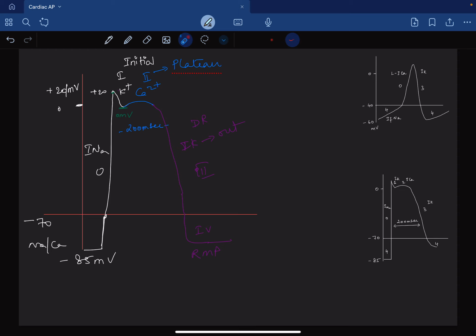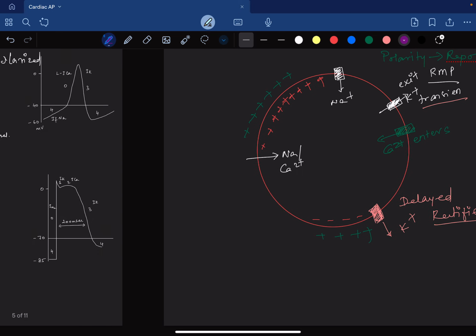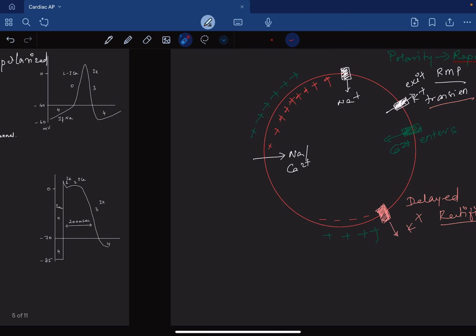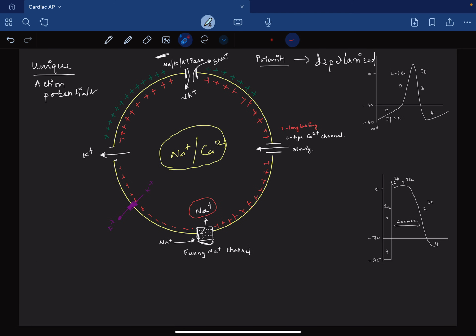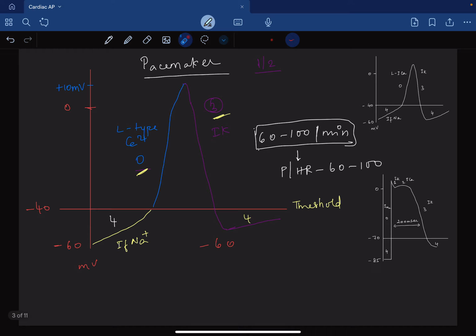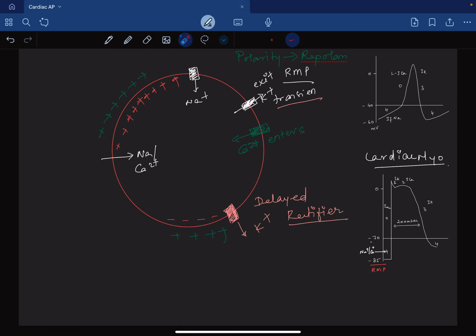I hope that you've understood what has happened right now. So we have activated the SA node through the funny current, and that has led to an electric potential difference here. It has caused sodium and calcium to accumulate inside the pacemaker, which could then be transmitted to the cardiac muscle here, and then the cardiac muscle has its own action potential that's initiated by this slight influx of sodium and calcium into the cell.